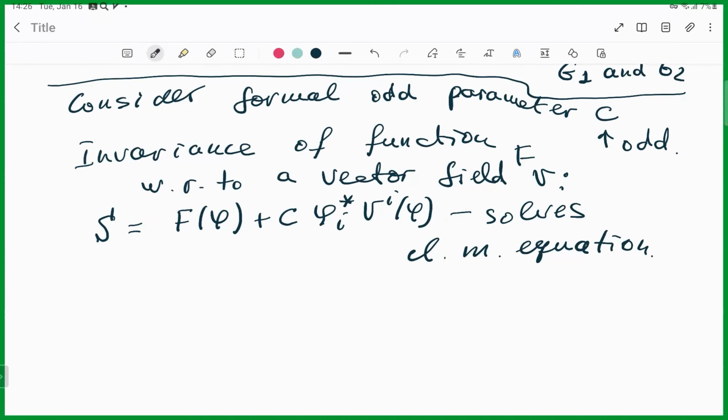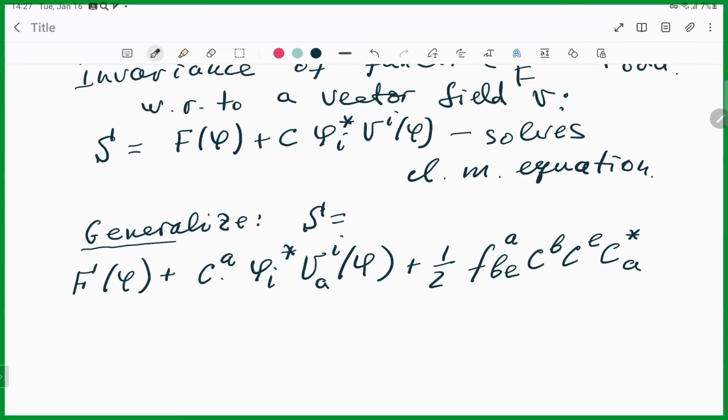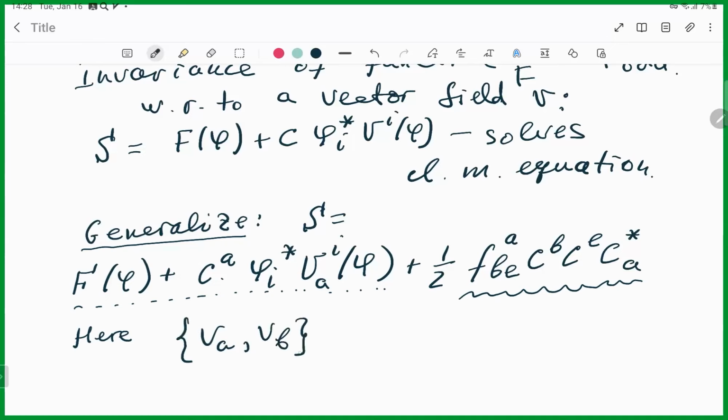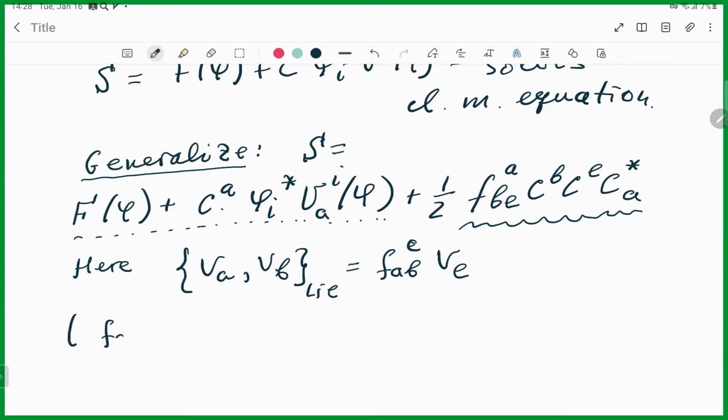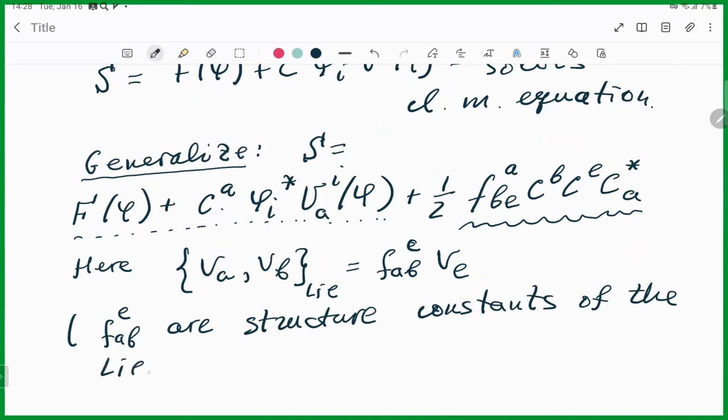Now let us try to generalize this condition of symmetry. There is the following interesting generalization. Here we have our original stuff, and here there is an extra stuff. The conditions are that the Lie bracket of V A and V B is F A B E V E, and of course F A B E are structure constants of the Lie algebra. So it is a deep generalization.